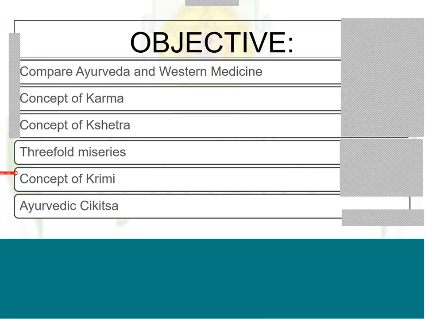Krimi literally can mean parasites. It can mean worms. It can mean insects. But specifically, parasitic issues are one of the subgroups of types of disease that Ayurveda deals with. And how we deal with krimi is a subject in herbology and Ayurveda. And finally, what is Ayurvedic Chikitsa? What are the treatments that we use in Ayurveda?